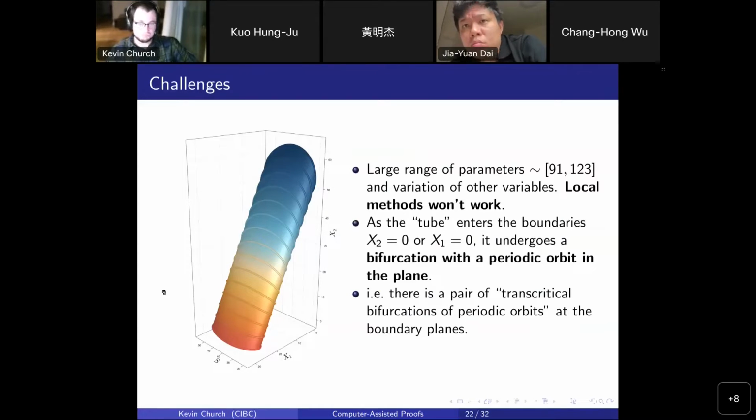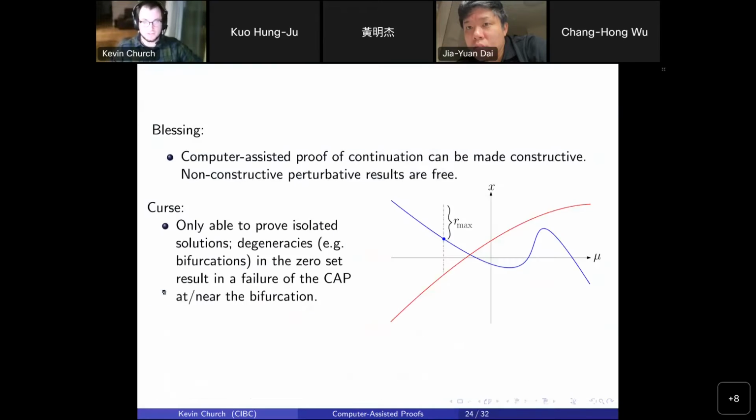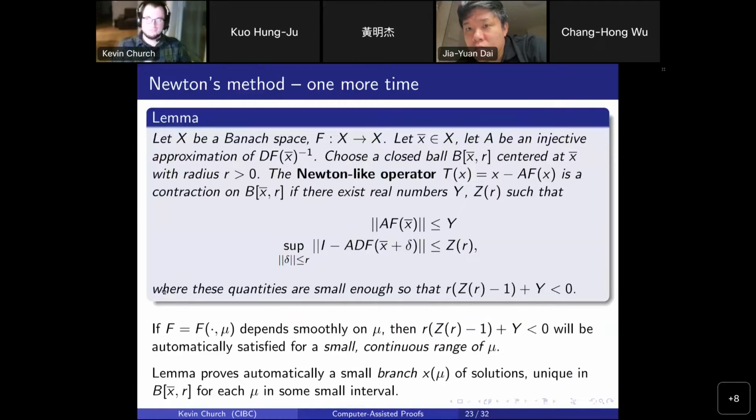And just going back to Newton's method once again to tell you why this is a problem for a computer-assisted proof. Again, I've probably made this more technical than I need to, so I'm going to skip ahead to this slide right here, which is okay. Never mind. I'll talk about this a little bit.